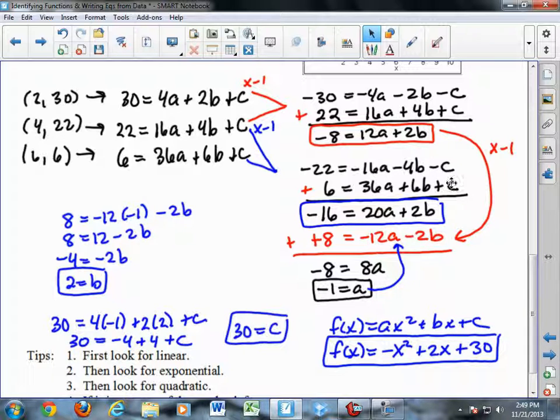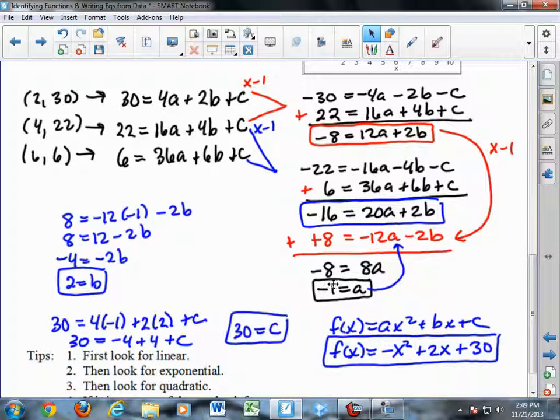Now I'm going to take these 2 equations, the one in the red box and the one in the blue box, and combine them together. So I'm going to take the one in the red box, multiply everything in it by -1, so both sides of the equation by -1, which gives me positive 8 equals -12a minus 2b. Add that to the equation in the blue box, and that gets rid of the b's. Now I have -8 equals 8a, or -1 equals a.